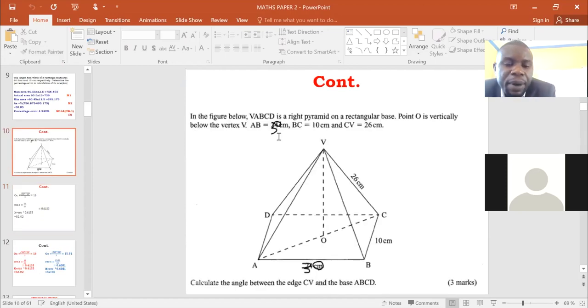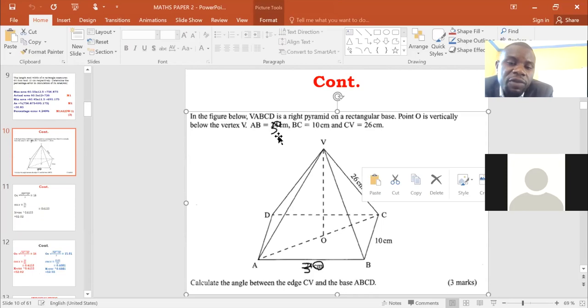So you have to find the diagonal AC divided by 2 so that you end up with the length OC. And then, given that triangle VOC forms a right angle triangle, of which VC will be the hypotenuse and OC will be the base, but in this particular case, it will be the adjacent. So we'll pick a particular trigonometric ratio that combines adjacent and hypotenuse, which is cosine.